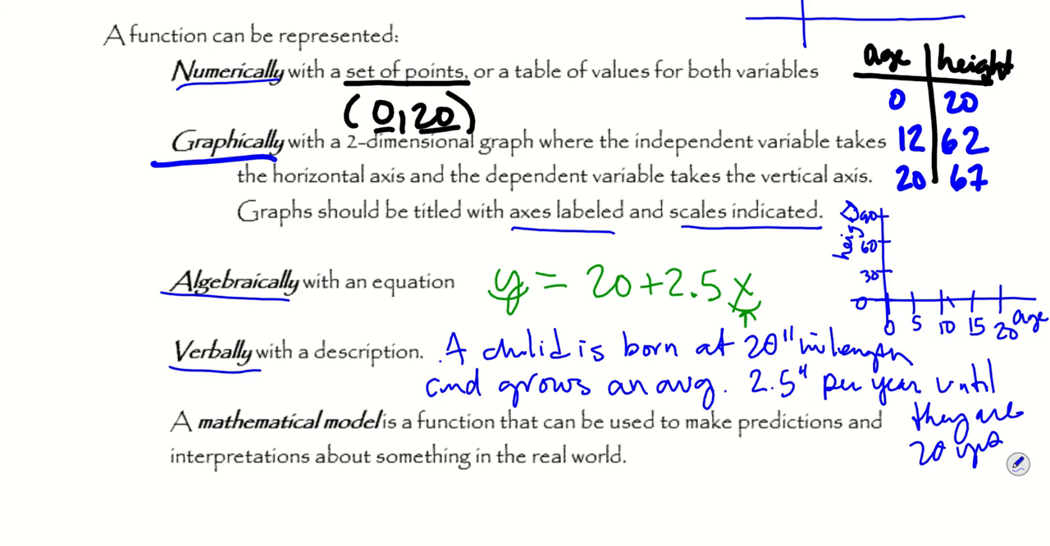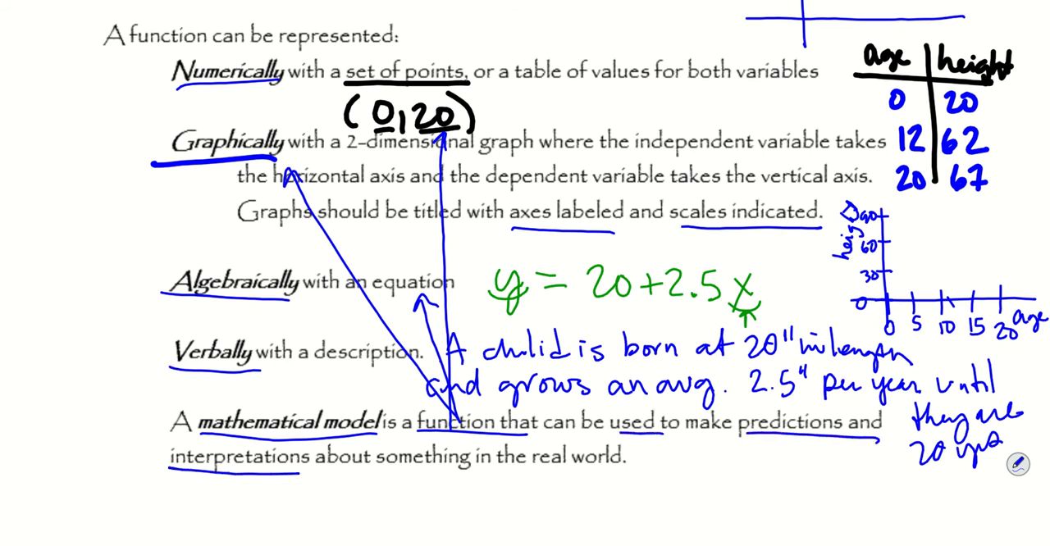Okay, finally, we have the definition of a mathematical model, which is a function, and that function might be a graph, it might be an equation, it might be a set of points, and that can be used to make predictions and interpretations about something in the real world. And that really is the focus of what we do in math. We use what we know about math to build a mathematical model to help us learn about the world that God has placed us in.